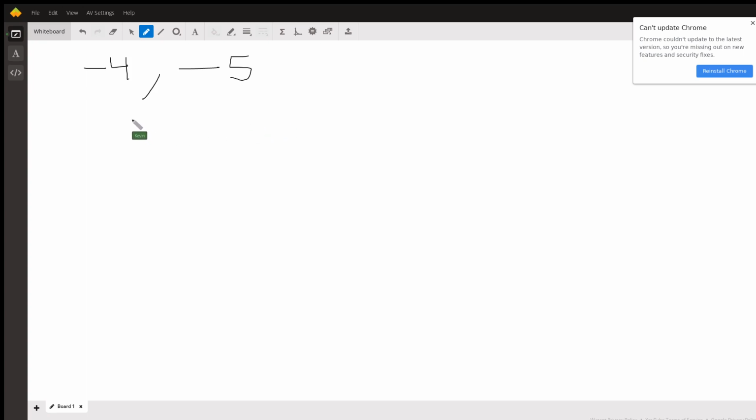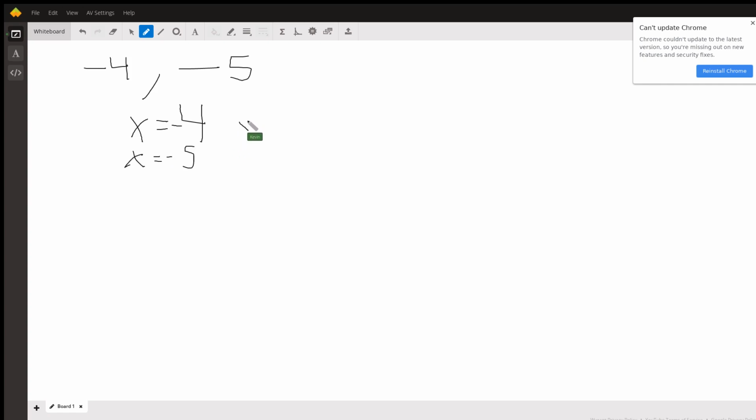So what that really means is that we have to break this equation into its two components, and we have to make it such that x equals -4 and that x equals -5. So how do we do that? There are two ways to do this.